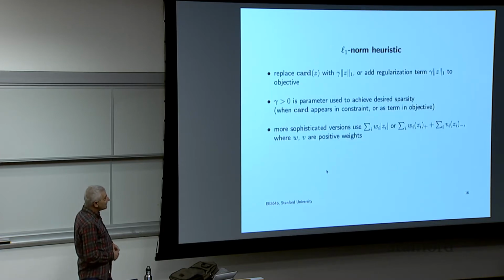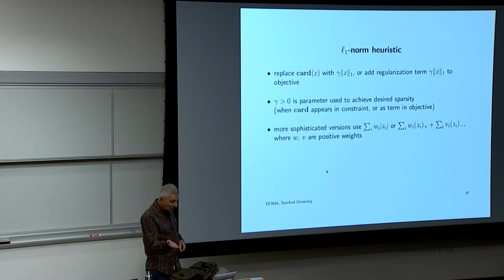Okay, so now we get to the heuristic. You know it already. You've seen it. It's really dumb. Wherever you see the cardinality, replace it with a multiple of the one norm, right? Or just add some L1 regularization to the objective, right? And then gamma here is a parameter that you use to achieve the desired sparsity, right? So that's sort of the heuristic. You've seen this a lot.